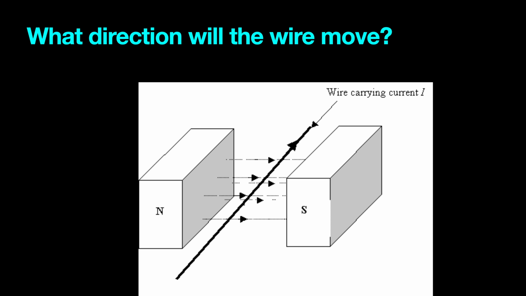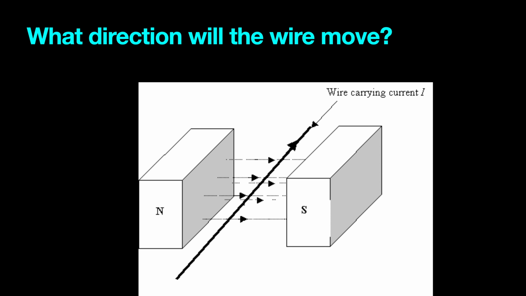Let's try another one. In this case, we're given the direction of the magnetic field lines from here to here, from north to south. Remember, magnetic field lines always move from north to south. And we're also given the direction of current flow in this direction. Using Fleming's left-hand rule, in which direction will the wire move? Pause the video and see if you can figure it out.